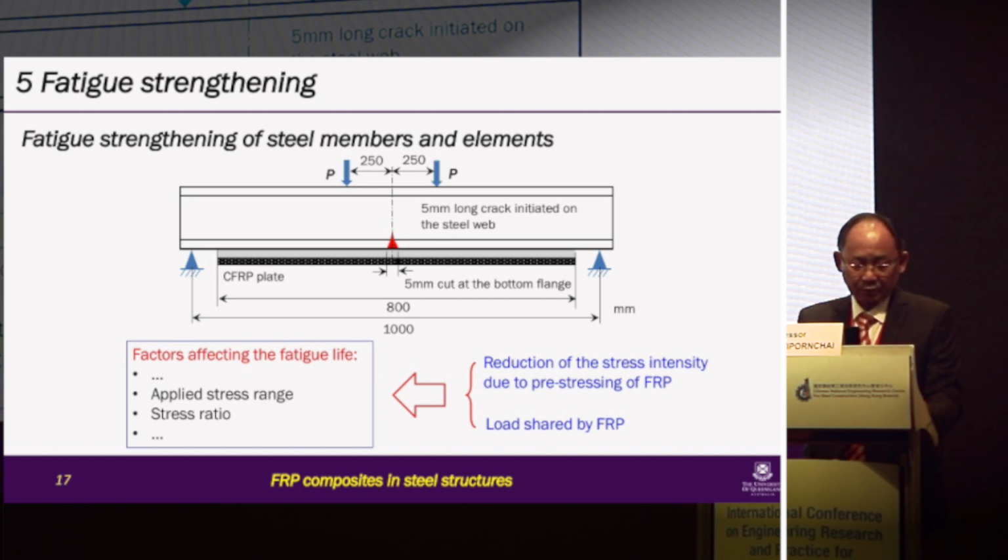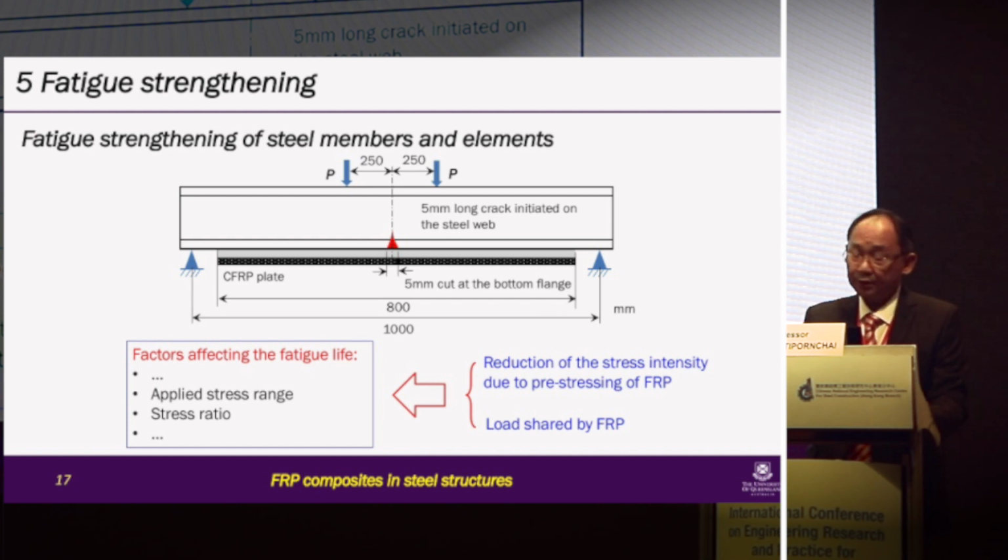We need to consider that when we apply the pre-stress to the FRP plate, we are actually introducing residual stresses in the adhesive, and that tends to weaken the adhesive itself. And therefore, the optimum solution is the amount of pre-stress applied on the FRP plate to reduce the stress intensity, and that doesn't weaken the adhesive too much.